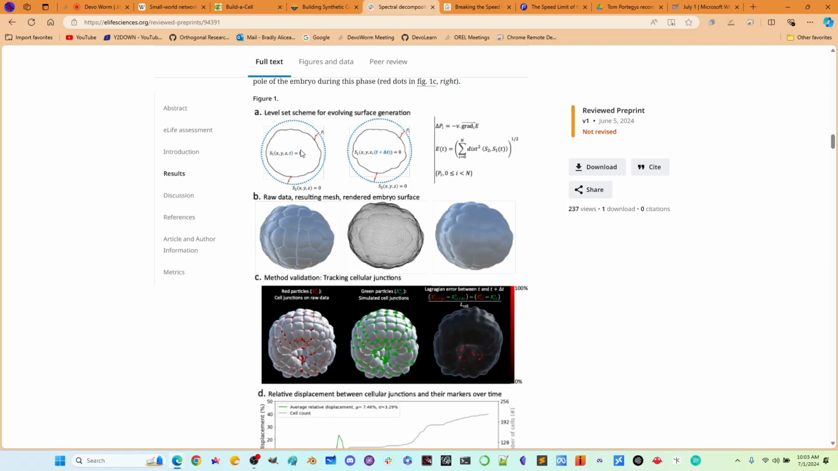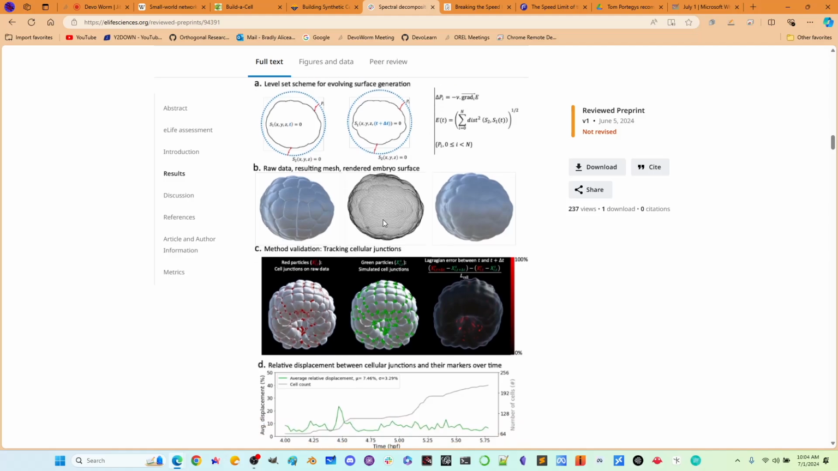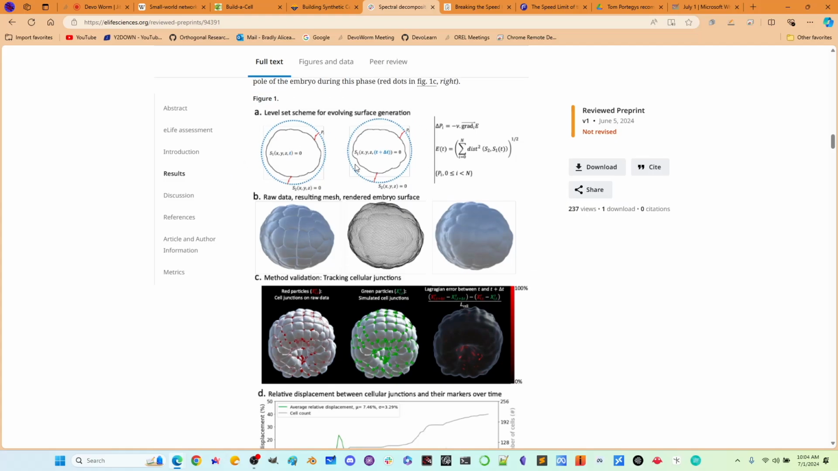So the first stage here is the level set scheme for evolving surface generation. They build the strain field here. They model the dynamics with this equation here, and this is the math. Then they have the raw data, where you get a resulting mesh. So they're trying to render an embryo surface from the raw data. You have the scheme for evolving surface generation.